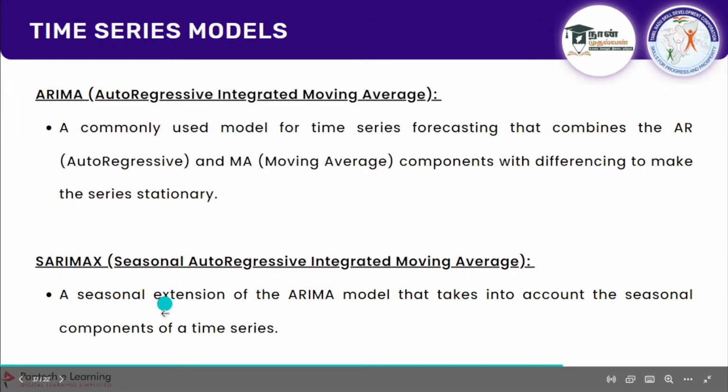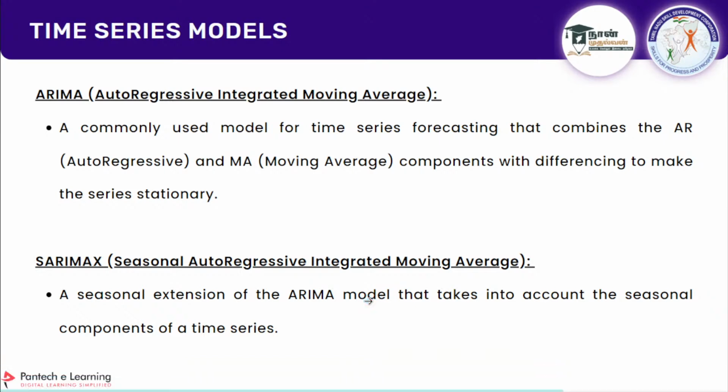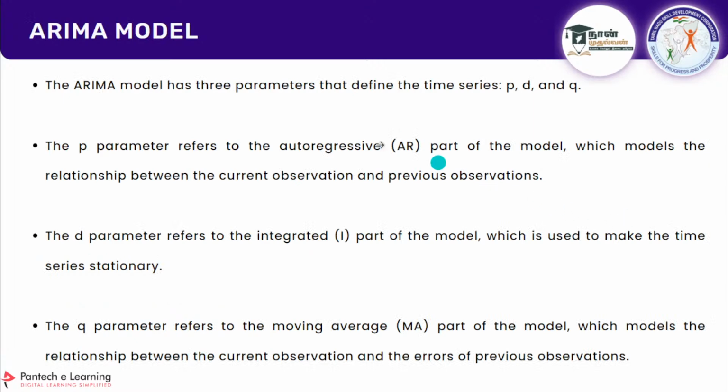When you go for the seasonal one, it takes into account the seasonal components of that time series. So it will be a little more accurate if you have seasonal data. The ARIMA model has 3 parameters: P, D and Q, and there are respective things about each of them.